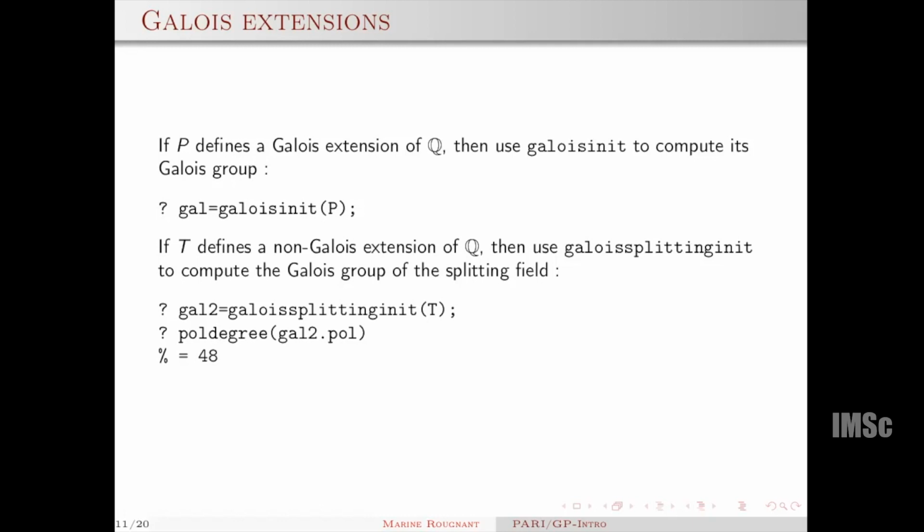If your polynomial defines a non-Galois extension, then you have the same function but for the splitting field. These two functions are different so that you cannot forget that your extension is not Galois. Yeah, it's to avoid some confusion. So here, for example, Gal2 is the Galois group of the splitting field. And you can always get the polynomial that initializes the extension. So here I check that the degree of this polynomial is 48, the polynomial we had before.